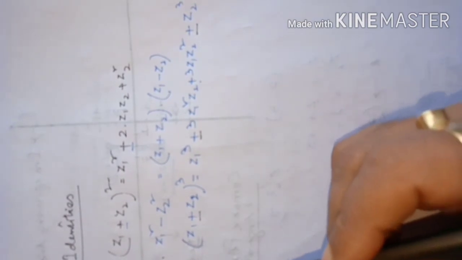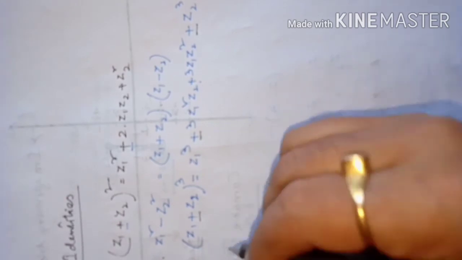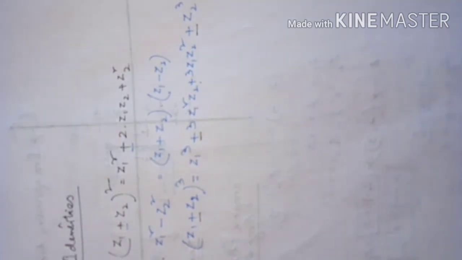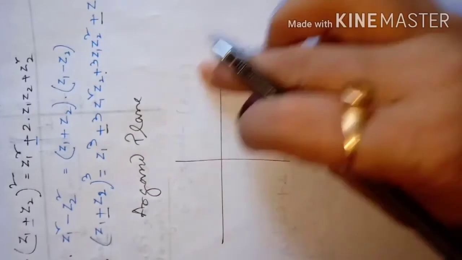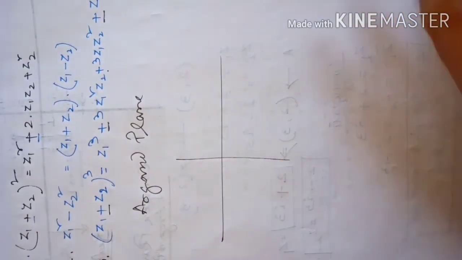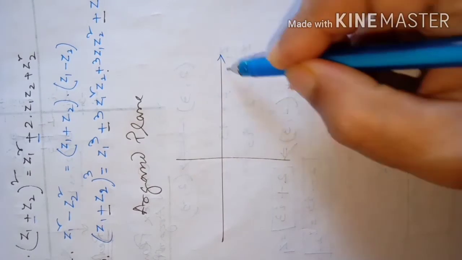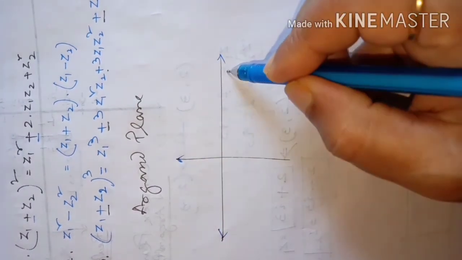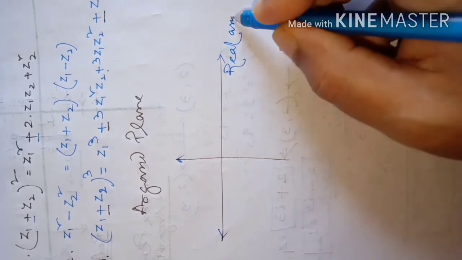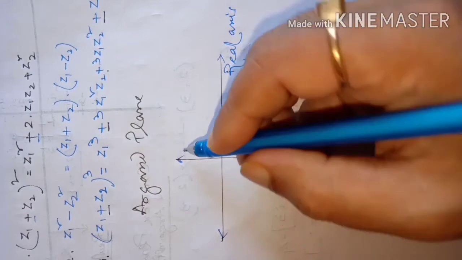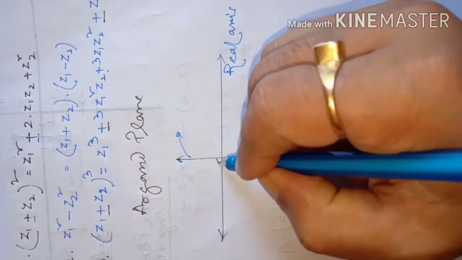Okay, dear students. I have also told you about the geometrical representation of complex numbers in the Argand plane. What is the Argand plane, or the complex plane? When you divide a flat surface into 4 equal parts by drawing 2 mutually perpendicular straight lines, the horizontal line is called the real axis, to plot real numbers, and the vertical line is called the imaginary axis.